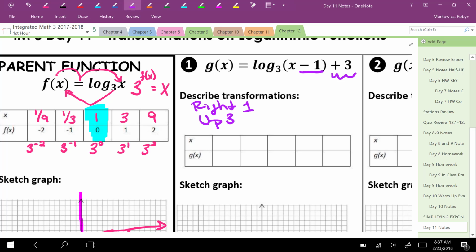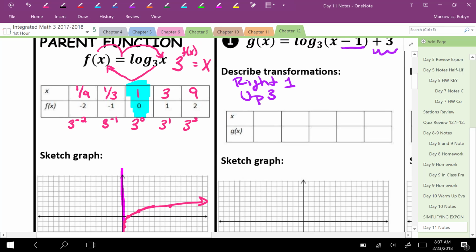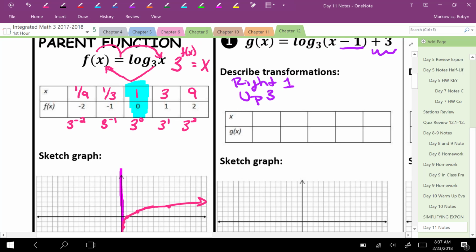If we move right 1 on our graph, what's going to be affected? The x's or the y's? X's, right? So if we're going right 1, we're adding 1. So I'm going to come here to my table and add 1 to each of these x values. So what is 1 plus 1/9? 1 and 1/9. So I'm going to write 1 and 1/9. 1/3 plus 1. 1 and 1/3. 1 plus 1. 3 plus 1. 9 plus 1. Okay, do we see where I got those x values from?